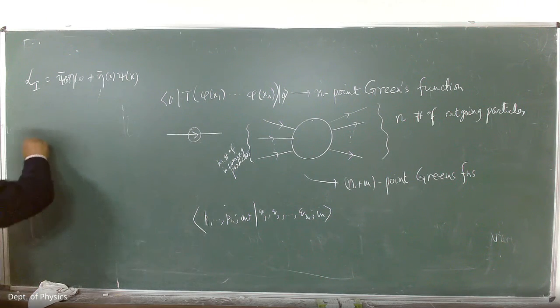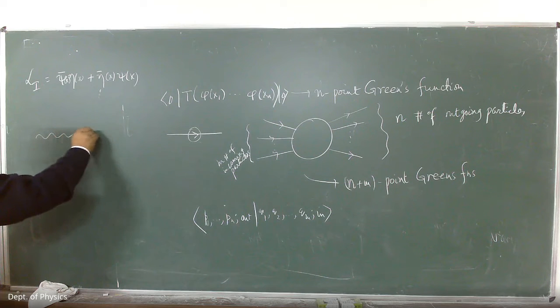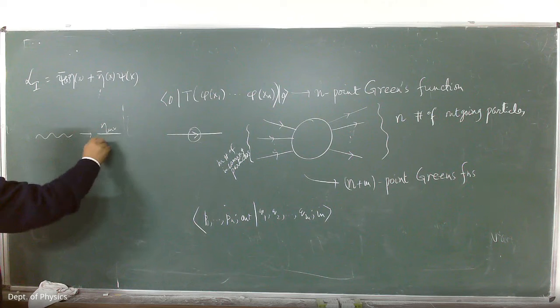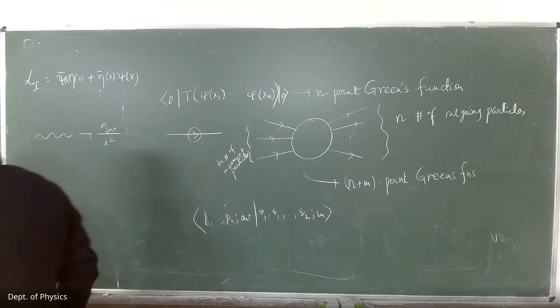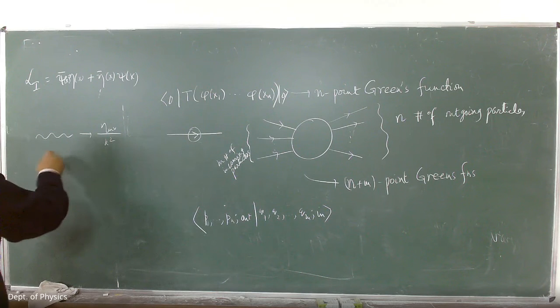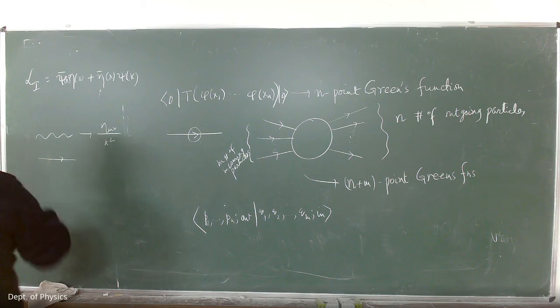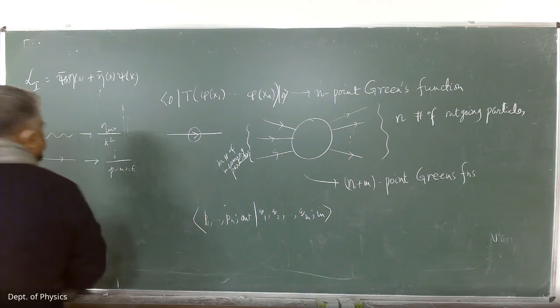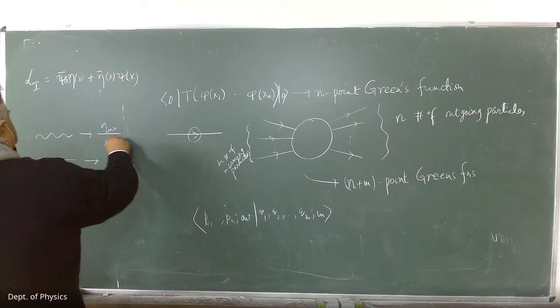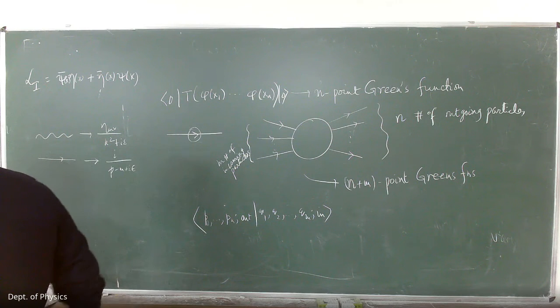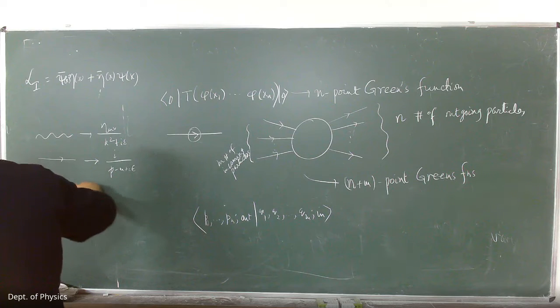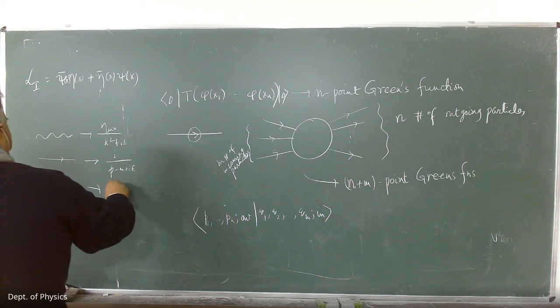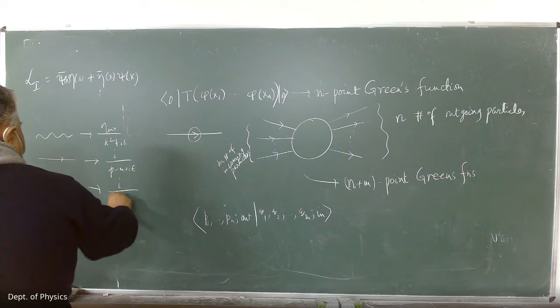photons. The propagator is designated by eta mu nu by k square, up to some factor. In momentum space, the Dirac propagator is designated by i over p slash minus m plus i epsilon. This is also k square plus i epsilon, whatever. And for the Klein-Gordon propagator, you have p square minus m square plus i epsilon.